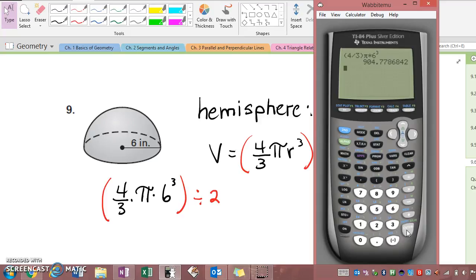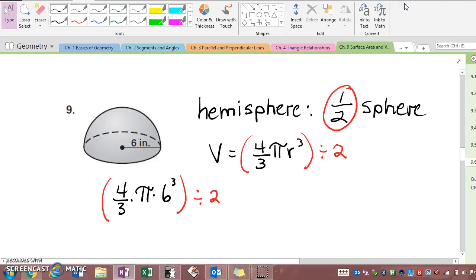But this is not a sphere. This is a hemisphere, so we have to divide it by 2. And then we get our answer, 452.3. So rounded to the nearest whole number, 452. And that's inches cubed.